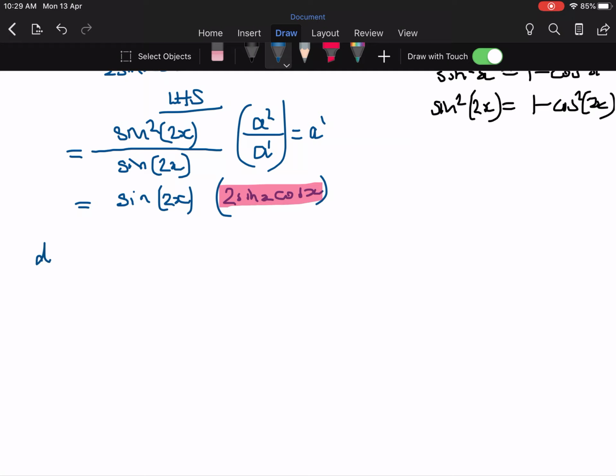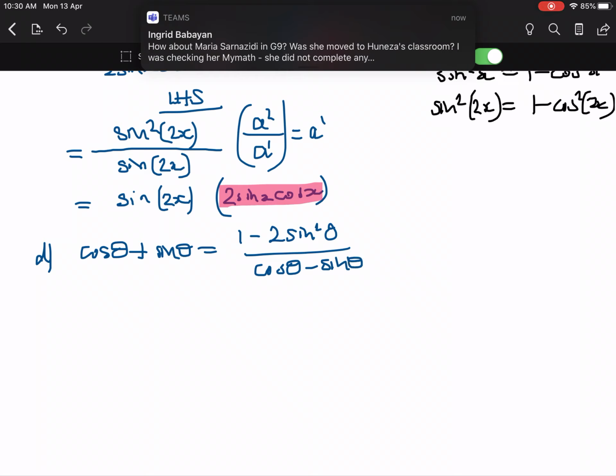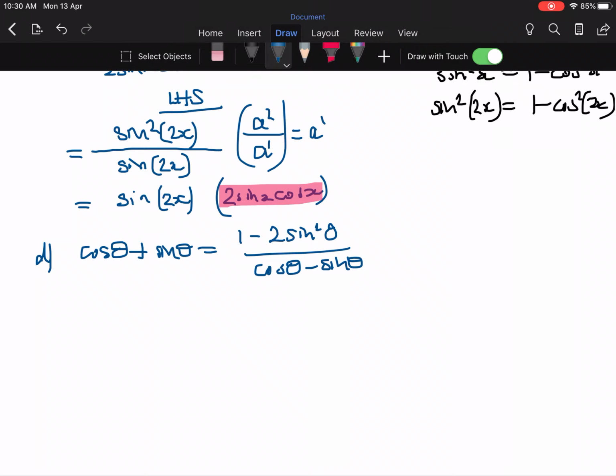So now we're on to D. So I've got cos theta plus sine theta is equal to 1 minus 2 sine squared theta over cos theta minus sine theta. So what am I going to do here? Well, I'm going to use the right hand side this time.